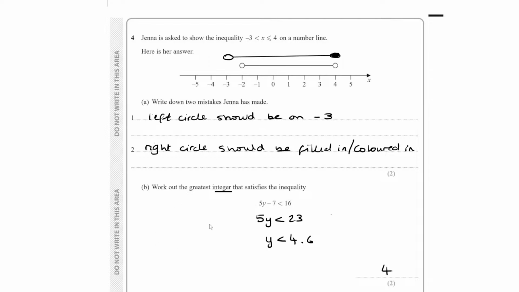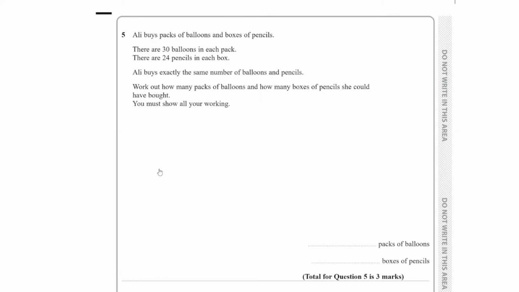Yep, perfect. Okay. So was part B okay as well? I solved the equation and then I chose the closest whole number that was obviously less than 4.6. If anyone wants me to go over anything again, just let me know. Yes, okay, perfect. All right, so question 5.